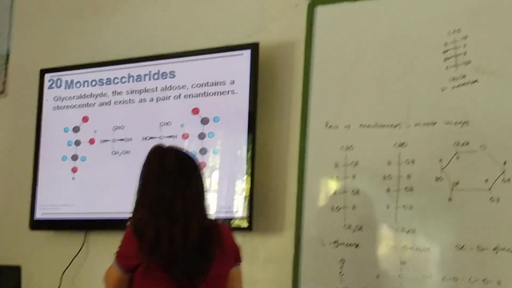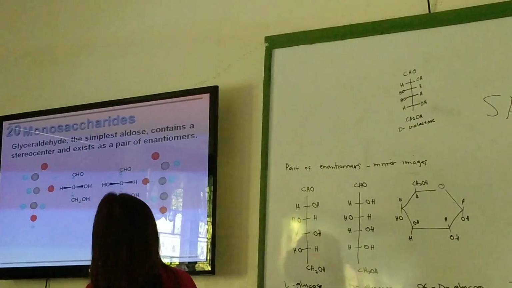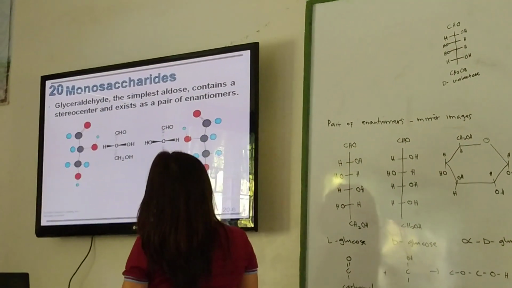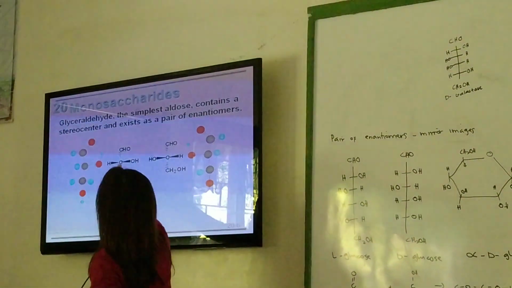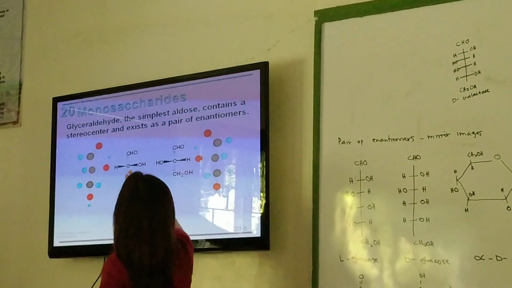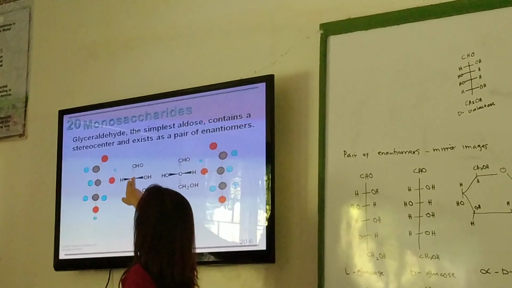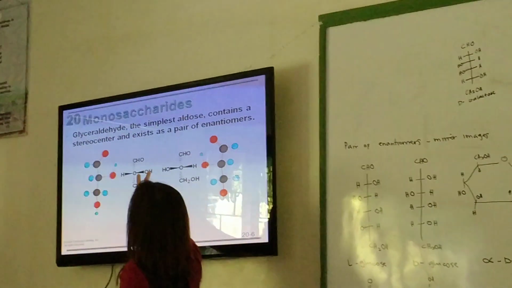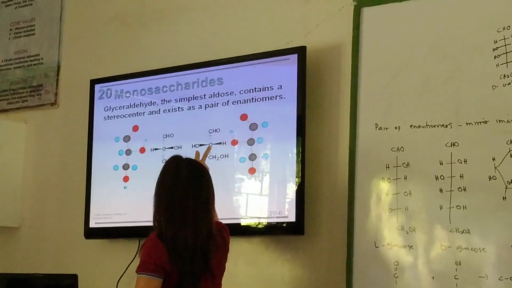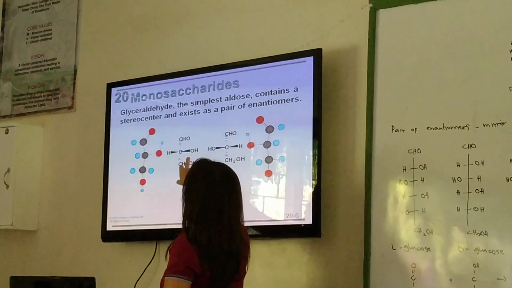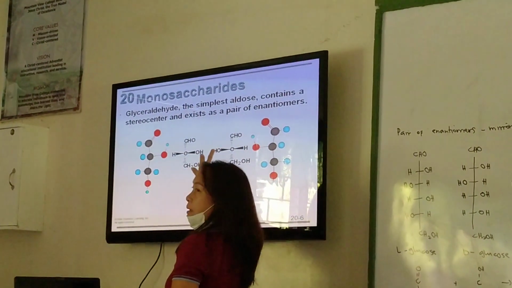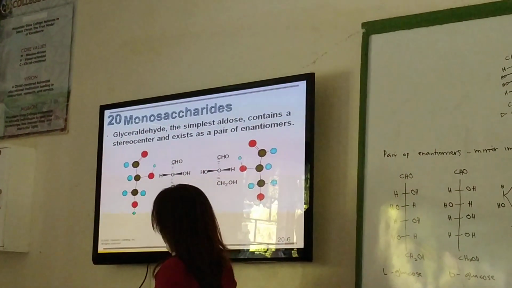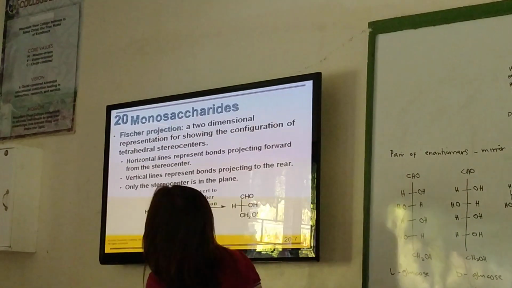So you have glyceraldehyde, the simplest aldose that contains a stereocenter and exists as a pair of enantiomers. This is known as the stereocenter. So this one is on the right, and the mirror image or the enantiomer of this glyceraldehyde is on the left. This is the stereocenter for glyceraldehyde.